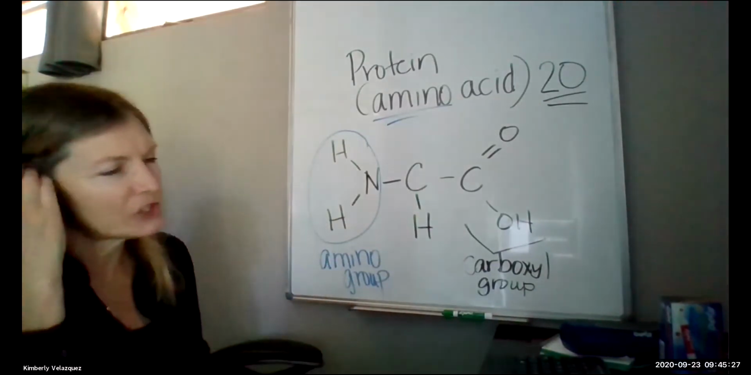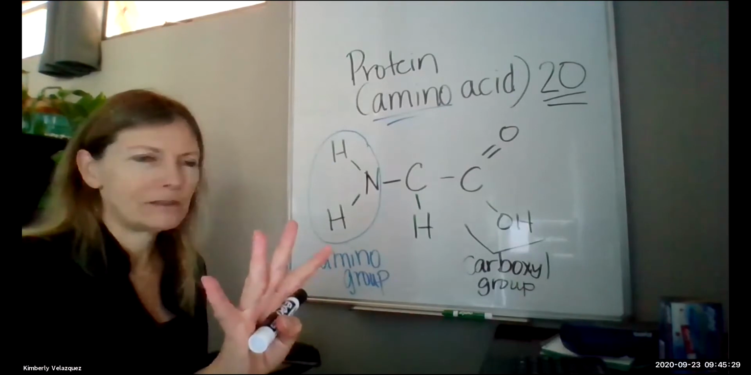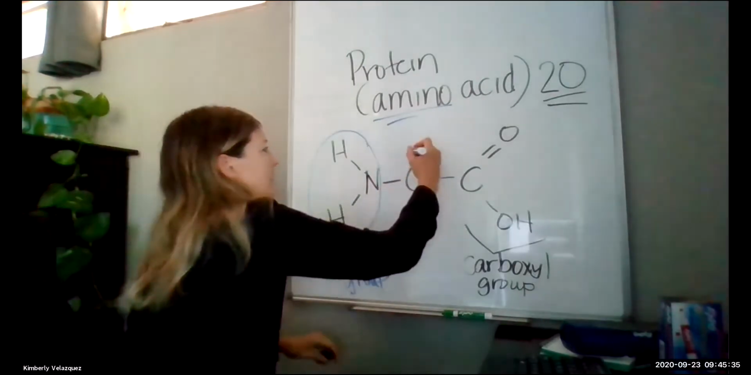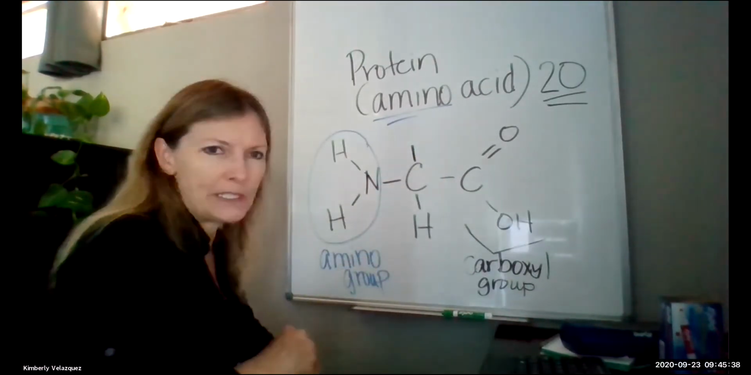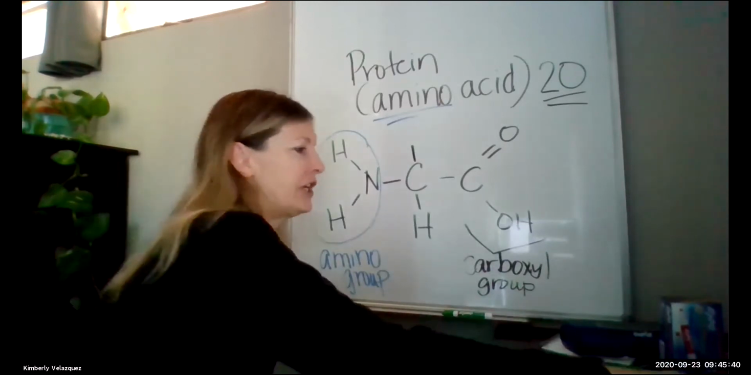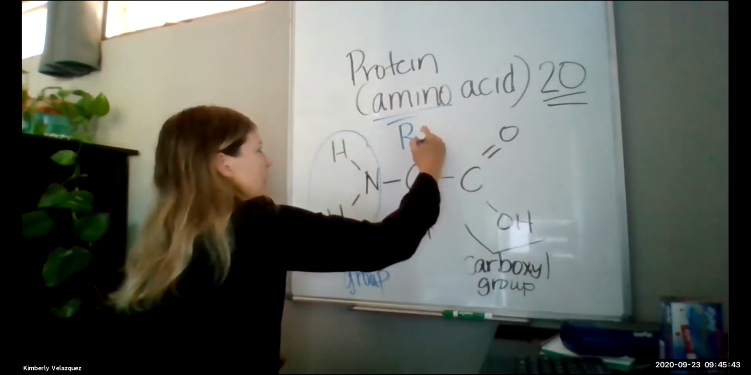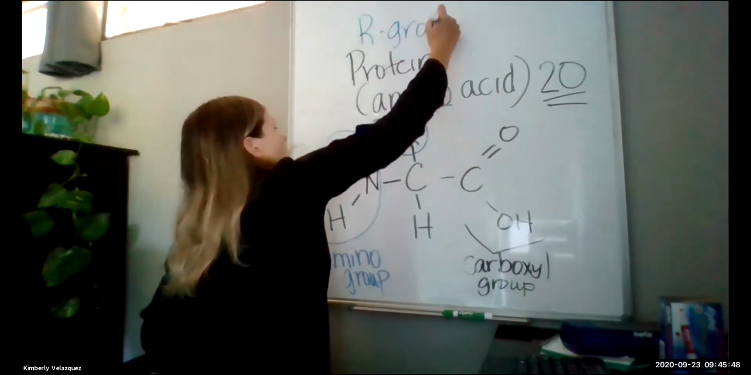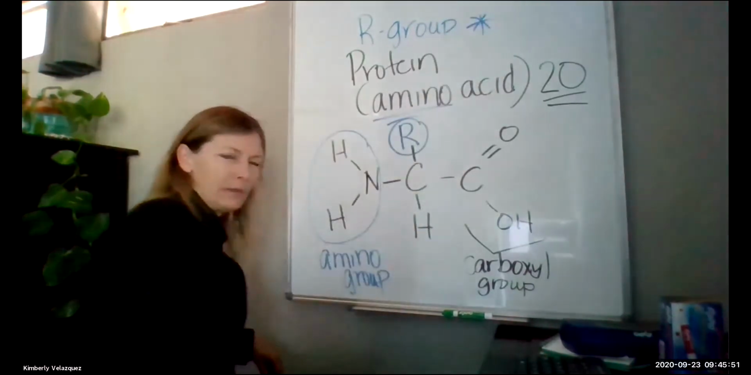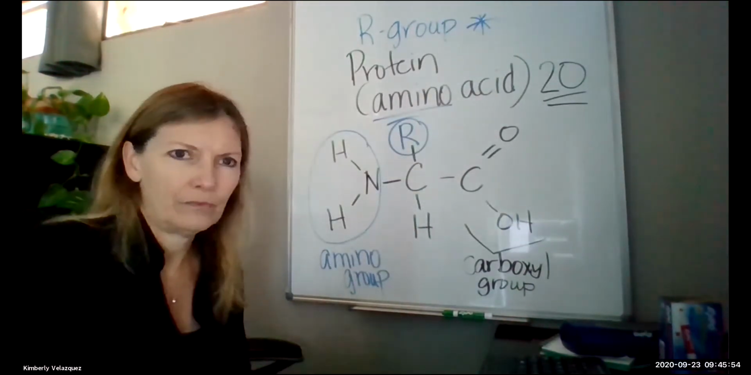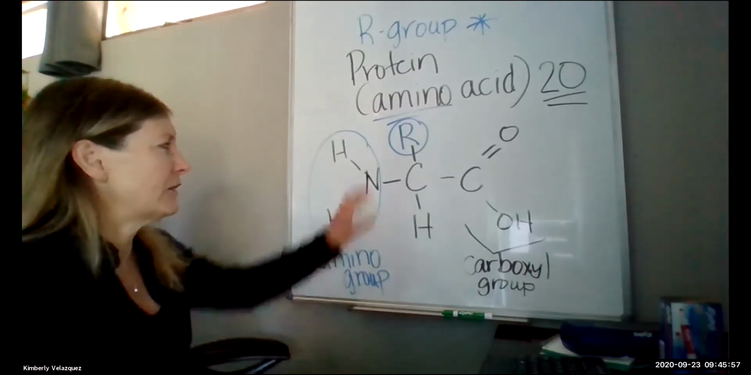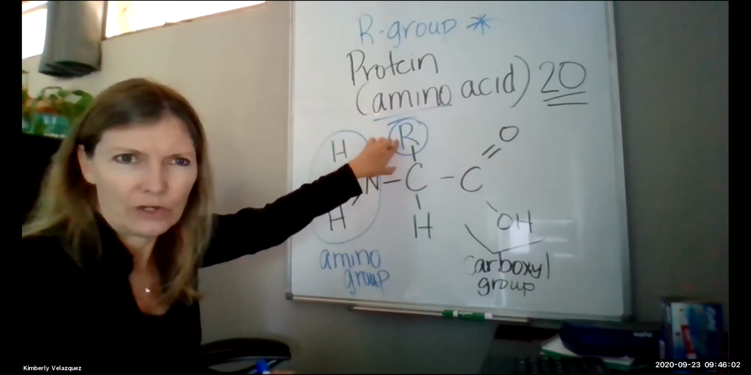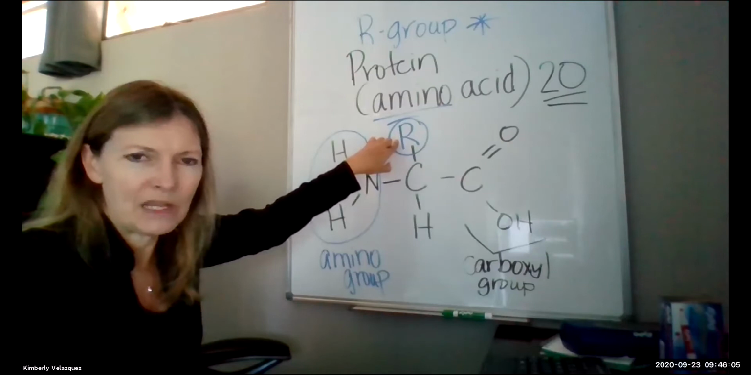And remember, carbon has to share 4 pairs of electrons. So 1, 2, 3, that means we need something else here. And this is where all 20 amino acids differ in structure. This is called the R group. It can be as simple as just another hydrogen, or it can be something very complex. But all 20 have a different R group. We have 20 different amino acids that make up our proteins.